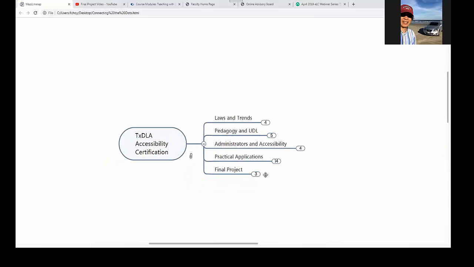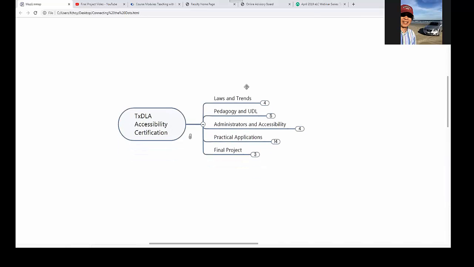Now, this certification covers several major areas that we all, as faculty or employees, have to at least have some idea about. Not necessarily that you have to know every detail. First of all, you have to know about the law and what the trend is, because both can be together but can also be treated separately. Okay, we have to be considering pedagogy and UDL, which stands for Universal Design for Learning, in preparing our courses.